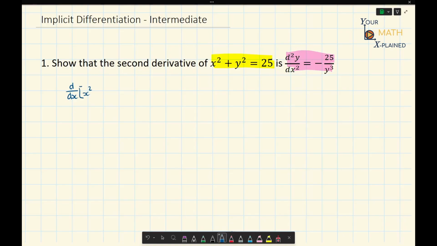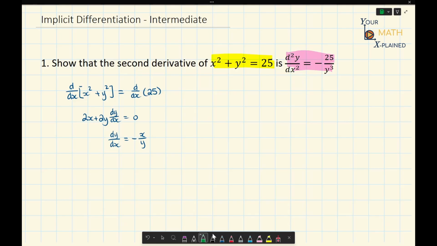So we get d by dx of x squared plus y squared is equal to d by dx of 25, which means we get 2x plus 2y times dy dx is equal to 0. And now we can go ahead and isolate our dy dx. So we end up with dy dx is equal to negative x over y. So this is our first derivative.